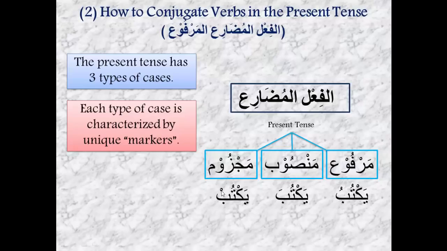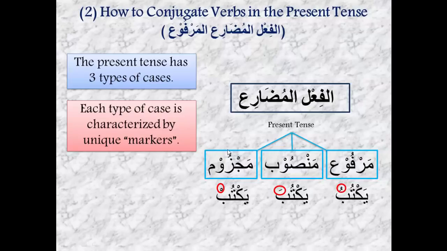Another way to look at it is the sukun on the end of the verb tells us that it is in the majzoom case. Both ways of looking at it are valid. Next, we have yaktuba with a fatha. The fatha in this case would be the marker for the mansub. And finally, we have yaktubu with a dhamma on the end. A dhamma would be the unique marker for the marfu'.